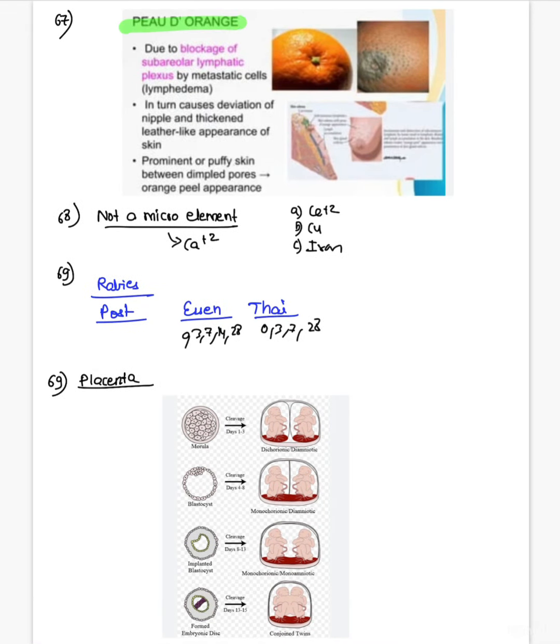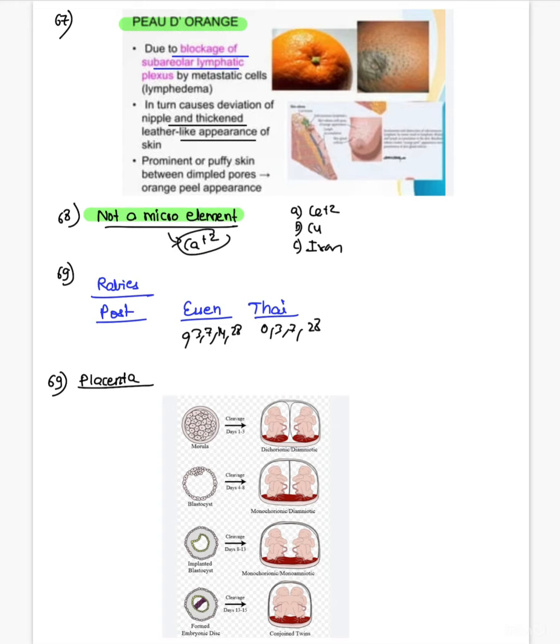Then coming on to the peau d'orange appearance. This, guys, is basically due to blockage of the subareolar lymphatic plexus by malignant cells. As a result, due to infiltration, the skin gets pulled inside, leading to nipple retraction. That is again important. Then they ask you which one is not a micro element, guys.